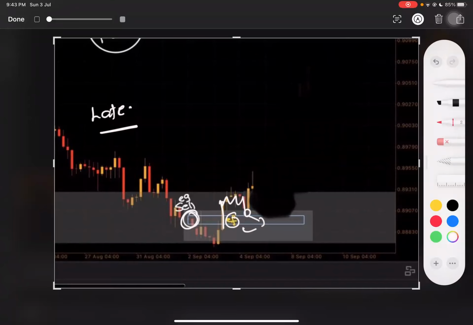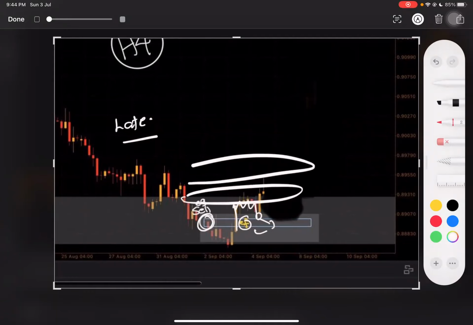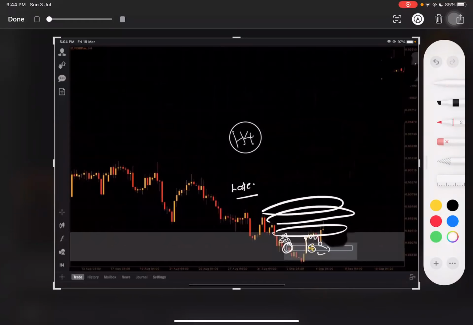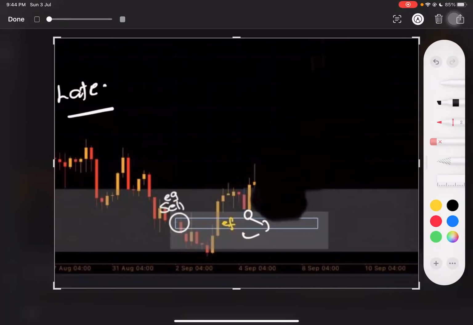Don't worry. If you miss your setup, you still can re-entry if the price still stays around your CMP, like here or here, somewhere like this. But don't chase the price. If price already went up until there, no, do not chase the price. So what you need to do is just find the possible zone that I can enter now.